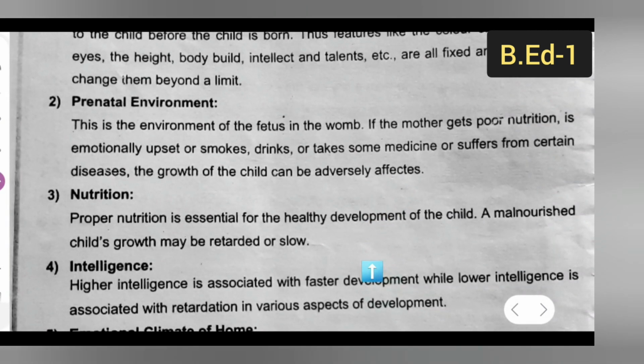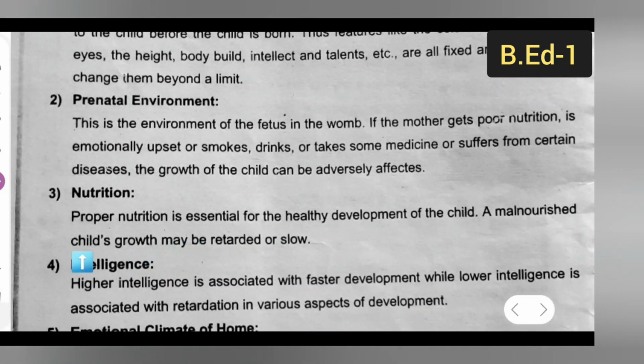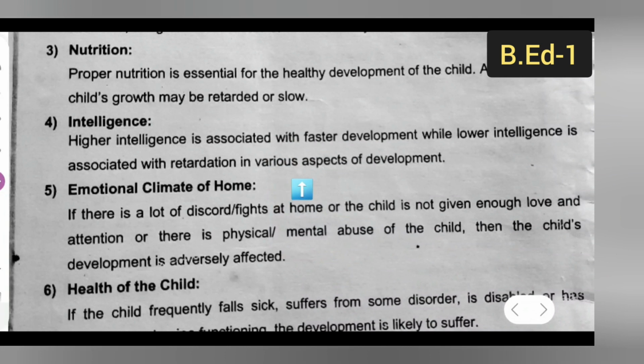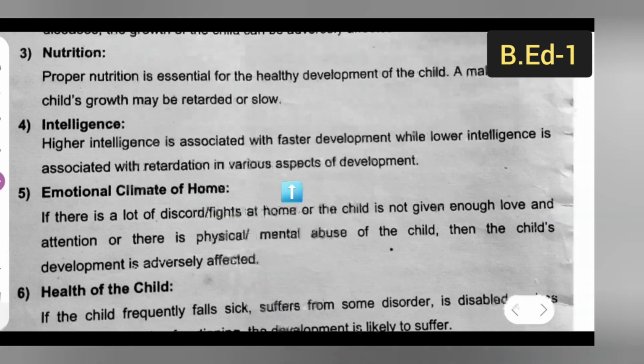Next is nutrition. Proper nutrition is essential for the healthy development of the child. A malnourished child's growth may be retarded or slow. Next will be intelligence. Higher intelligence is associated with faster development, while lower intelligence is associated with retardation in various aspects of development.